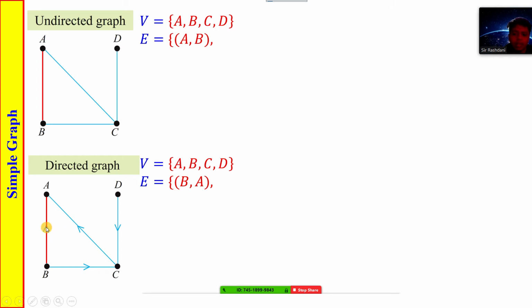We know that the arrow is upward, right? For BA, B will be our initial point or initial vertex, and A will be our terminal vertex. And then for CA, this one will be AC, and then for the directed graph it will be CA, because the arrow is upward, so C will be our initial vertex and A will be our terminal vertex. Same goes with BC.